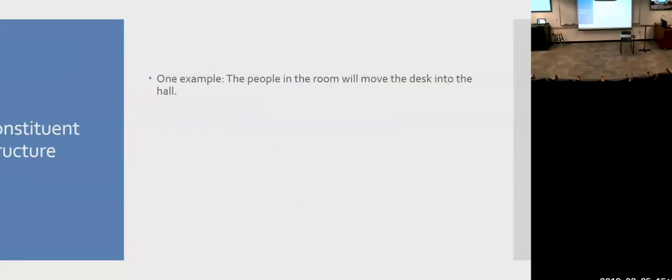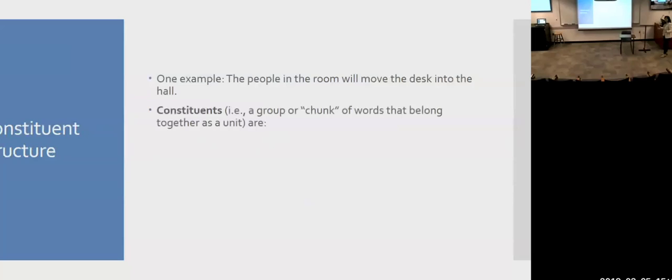Okay. So before we do the tree diagram, we need to figure out what are the constituents. Okay. So this sentence goes like, the people in the room will move the desk into the hall. Now, what are the constituents you want to include? So once again, constituents means a group or a chunk of the words that belong together as a unit, right? So that's to say, when you draw your tree diagram, you want to put a certain chunk of words together, right? So the people in the room will move the desk into the hall.